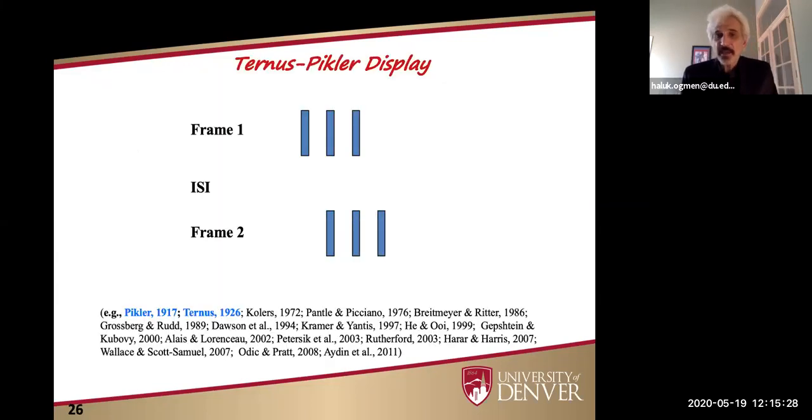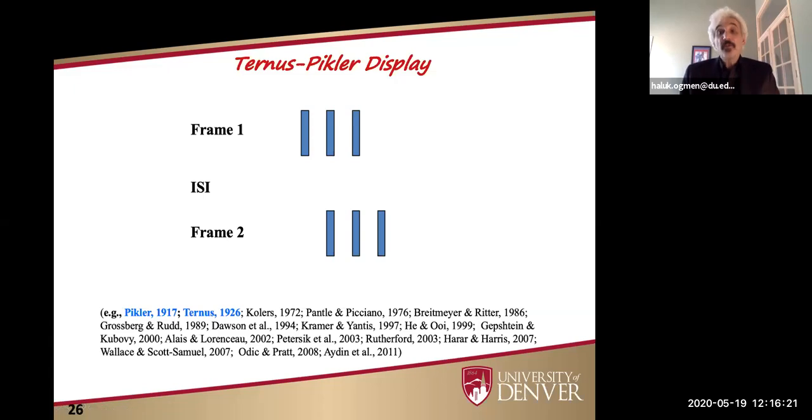Now, what's a Ternus-Pikler display? A typical Ternus-Pikler display has 2 frames, frame 1 and frame 2, separated by a blank interval, which is called the interstimulus interval, or in short, ISI. The frames usually contain simple geometric shapes, and in this case, for example, we have 3 vertical bars. Once I position my stimulus in the first frame, I build my second frame, in this case, for example, by taking this and just moving it here by the same distance as this one here. So the result is that these 2 are identical in the 2 frames, and this one is displaced here.